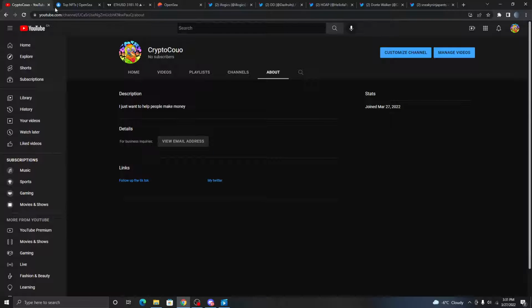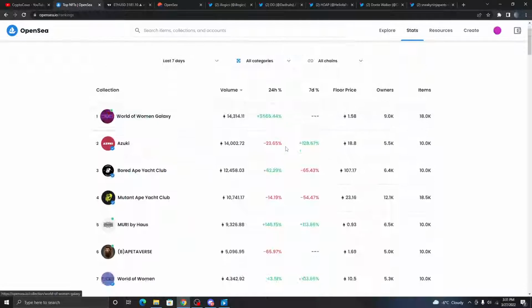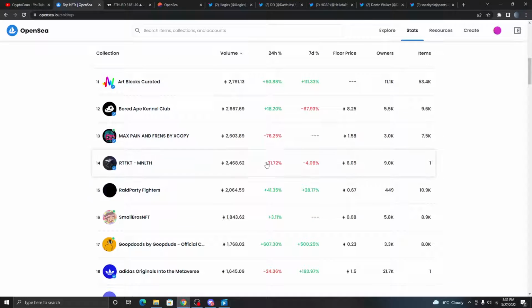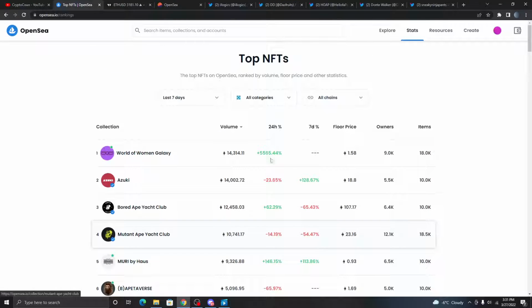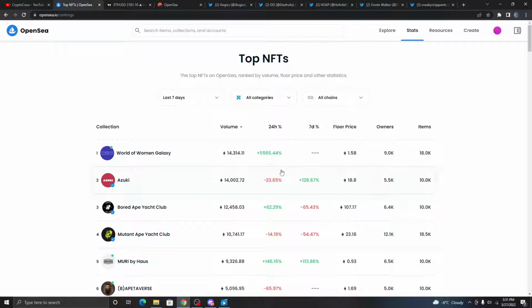Okay, so if we look at OpenSea, we can see things are looking good, kind of. Things are green, things are red. So we're in that middle territory right now. It's like a teeter-totter. We're going up, we're going down. Things are happy, things are not good.